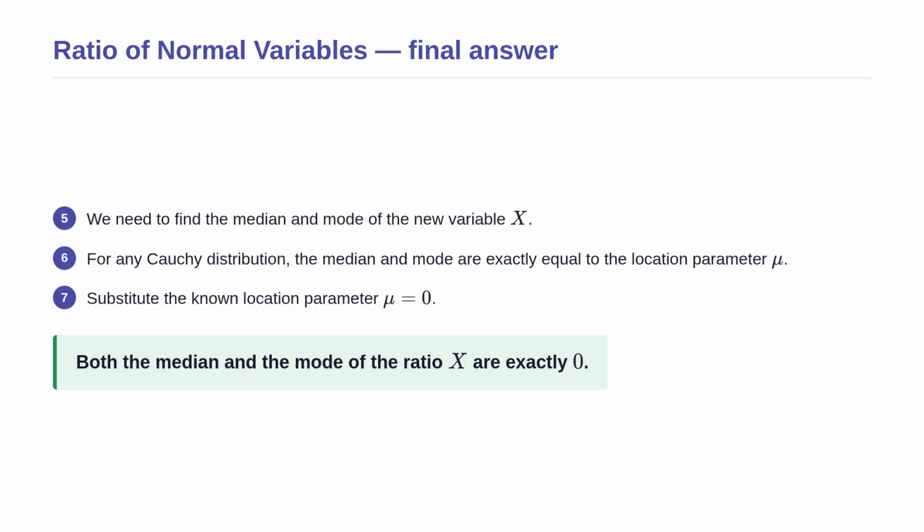Now that we have identified the distribution of our ratio, we need to find its median and mode. As we just learned, for any Cauchy distribution, both the median and the mode are exactly equal to the location parameter mu. We simply take our known value of mu, which is 0, and substitute it in. Therefore, the median is 0 and the mode is also 0. This makes intuitive sense. Since the original normal variables are centered around 0, their ratio is equally likely to be positive or negative, placing the exact middle at 0.